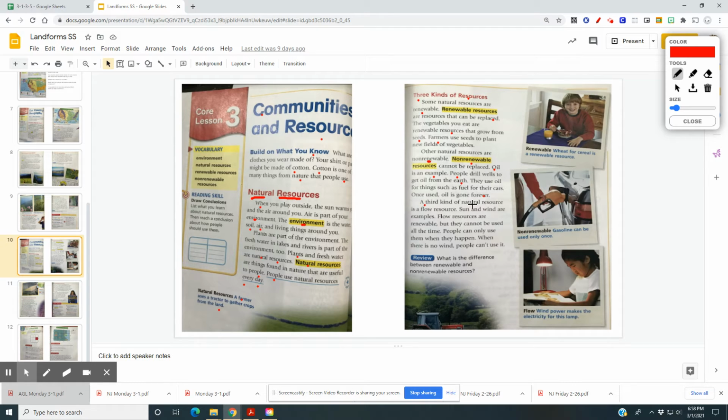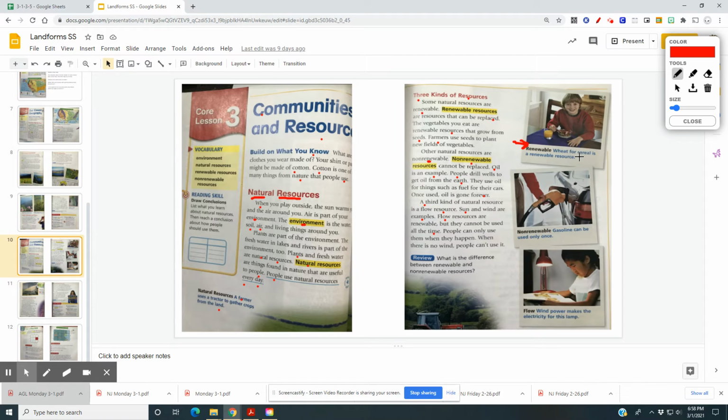A third kind of natural resource is a flow resource. Sun and wind are examples. Flow resources are renewable, but they cannot be used all the time. People can only use them when they happen. When there is no wind, people can't use it.